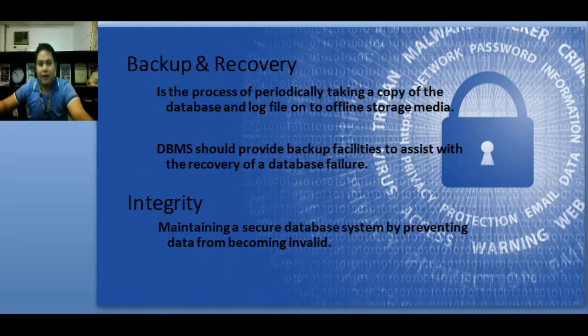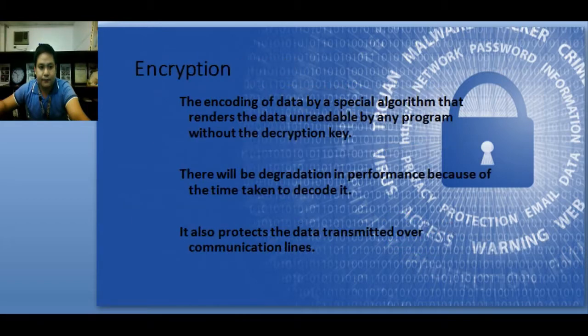Then, backup and recovery is the process of periodically taking a copy of the database and log file onto offline storage media. A DBMS, or database management system, should provide backup facilities to assist with the recovery from a data failure. Then integrity is maintaining a secure database system by preventing data from becoming invalid. Then encryption is the encoding of data by a special algorithm that renders the data unreadable by any program without the decryption key.